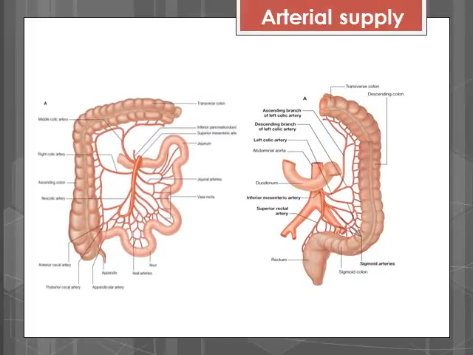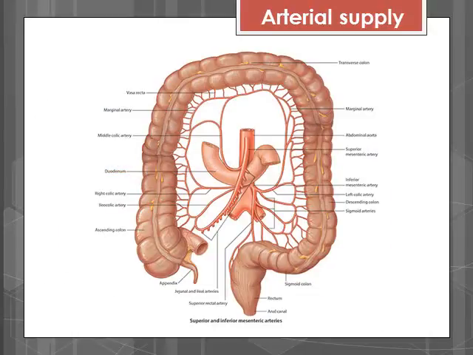Now, what are the branches of the inferior mesenteric artery? As we see, the inferior mesenteric artery gives off the left colic artery that divides to supply the distal third of the transverse colon and the descending colon. Also it gives off many sigmoid arteries to the sigmoid colon, and lastly the superior rectal artery.